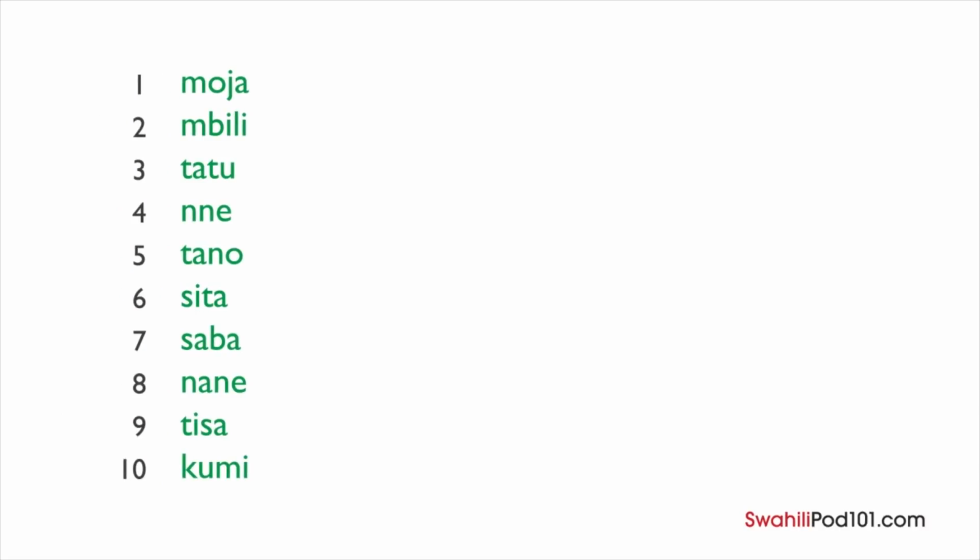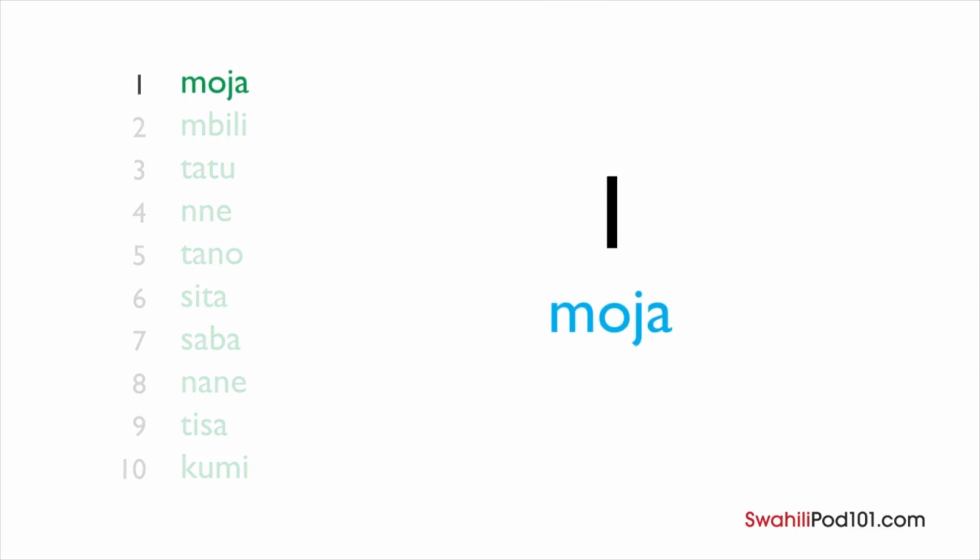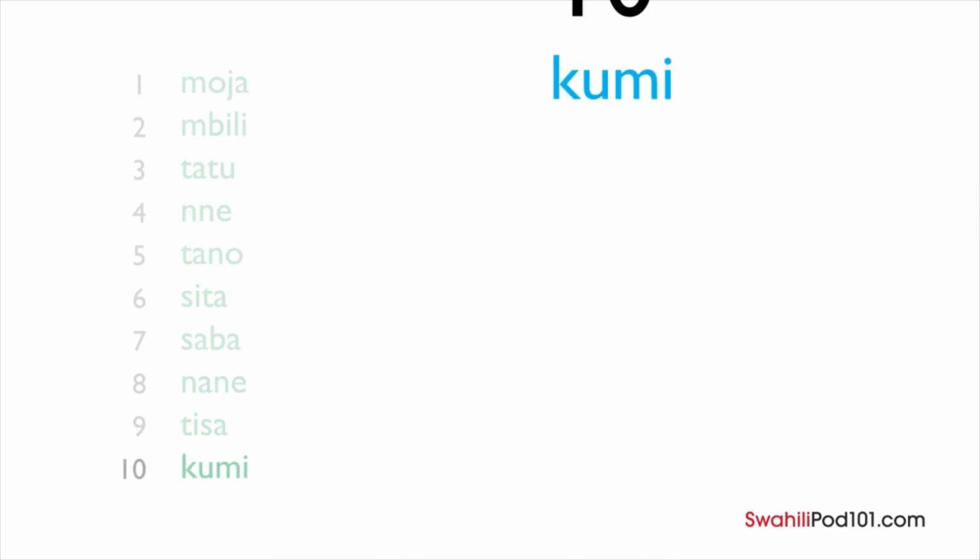I'll say the numbers and give you time to repeat each one. Moja, mbili, tatu, nne, tano, sita, saba, nane, tisa, kumi.